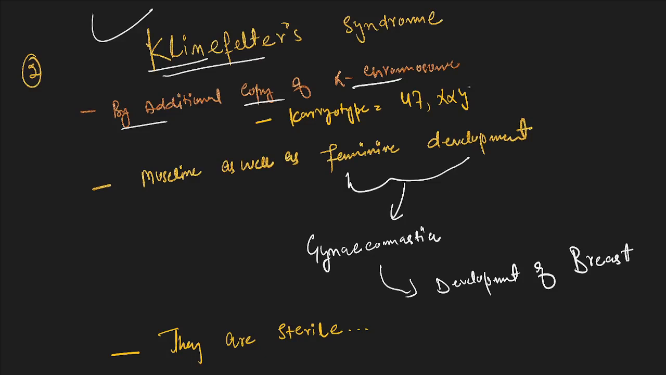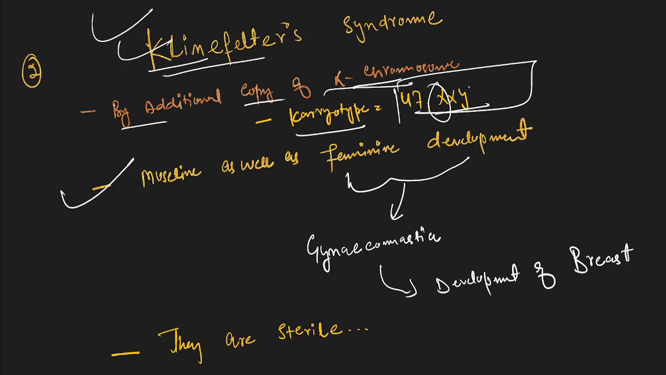This is that syndrome which occurs by the presence of an additional copy of X chromosome. That means whenever an additional copy of X chromosome is present in an organism, the organism is suffering from Klinefelter syndrome. And in that situation, what will be the karyotype of that organism? That will be obviously 47, XXY, because there is one more additional X chromosome present in the organism. Clear? Now, what are the characteristics of Klinefelter syndrome?